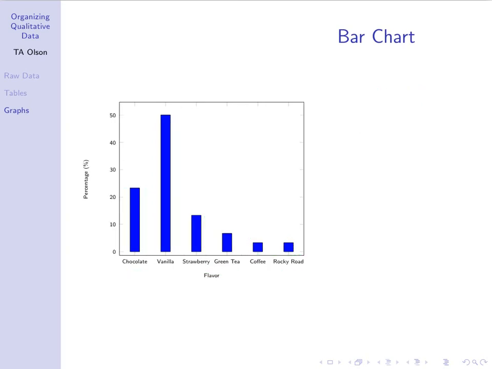A similar bar chart can also be made with the percentage. Now, 50% of the data was vanilla, about 23.3% was chocolate, 13% strawberry. So in this case, our bar chart was built using the relative frequencies. Now you'll notice the bars themselves don't look like they changed at all. In fact, they didn't. The only thing we changed is the scale on the y side.